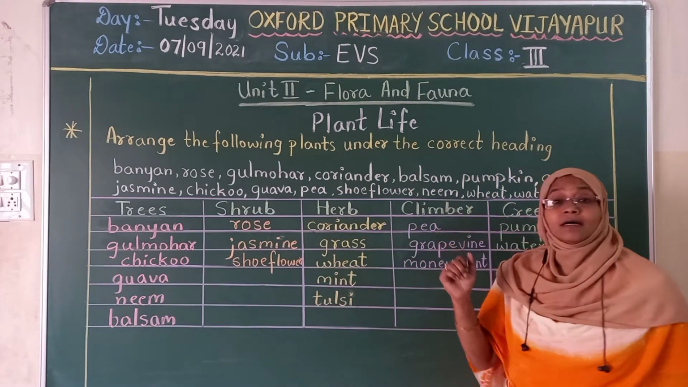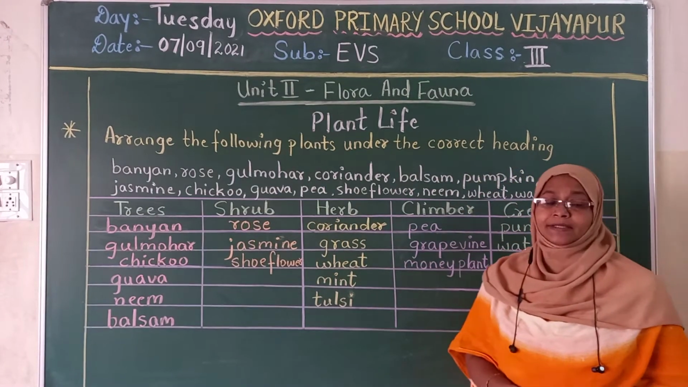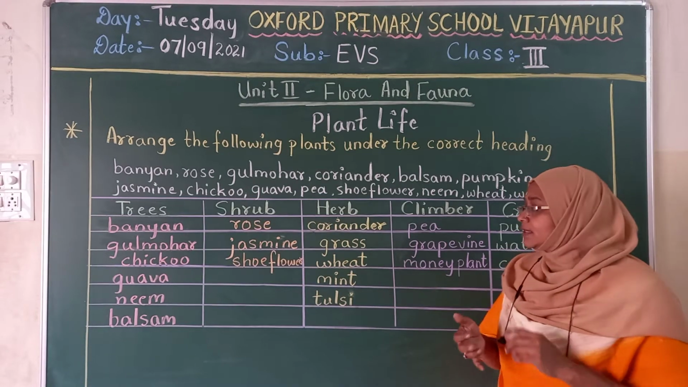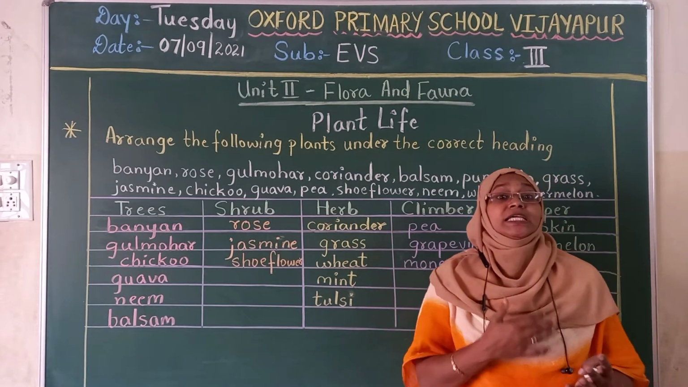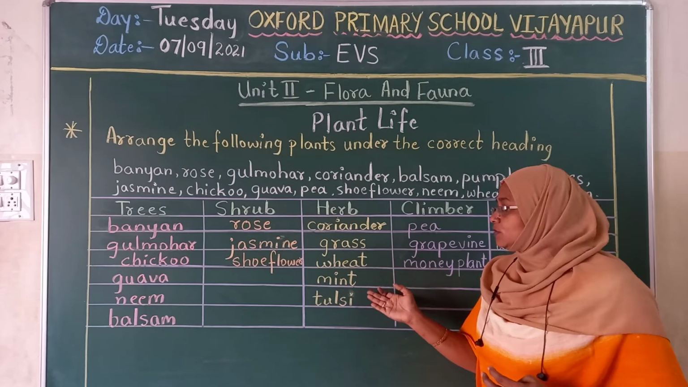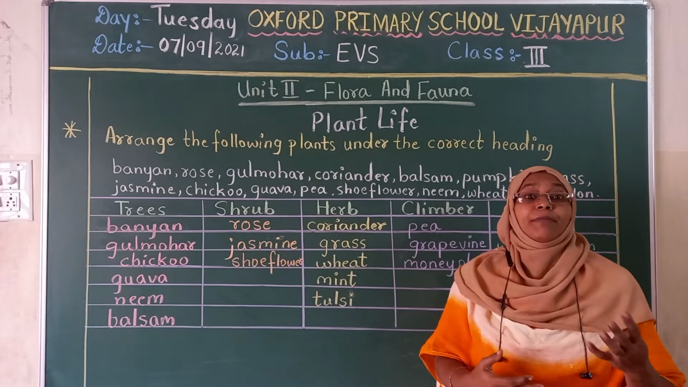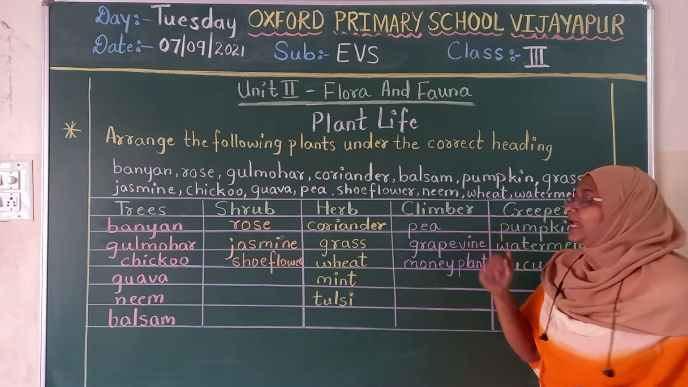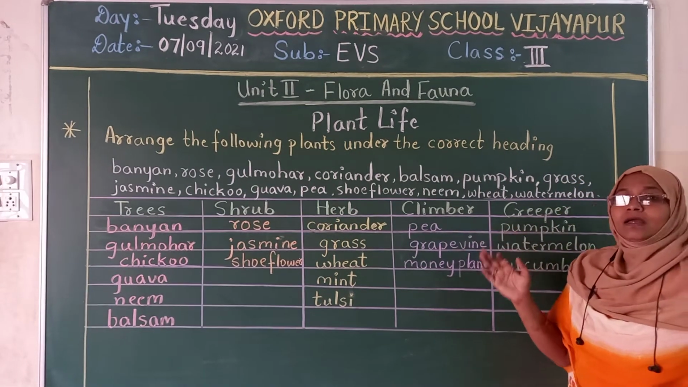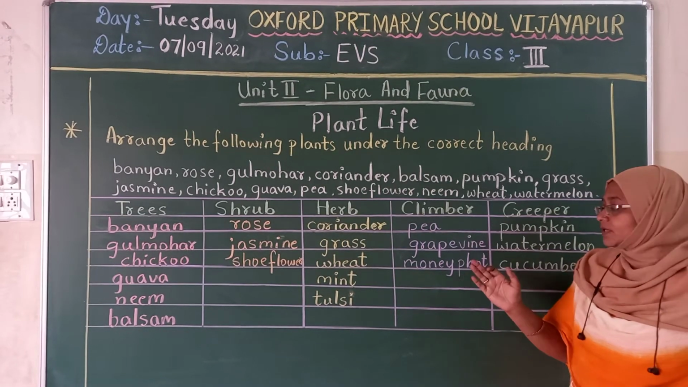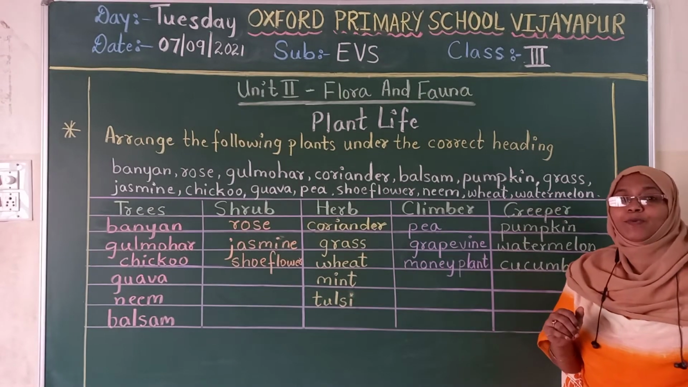The third one is herbs. Herbs are herbal plants. For example, coriander, mint, tulsi, wheat, grass. Mint and tulsi are used to make medicines also. Then climbers, which need support. For example, pea, grapevine and money plant. They need support to climb.